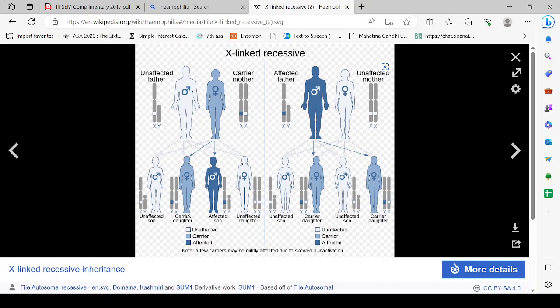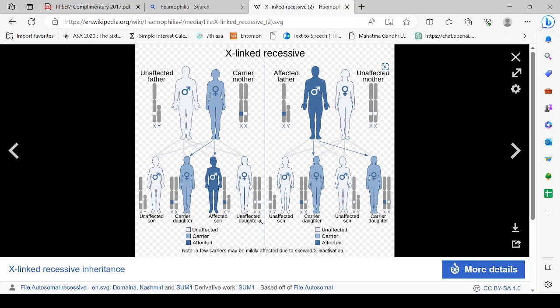If one possibility is a carrier daughter, then another possibility is that this X chromosome from the mother and this Y chromosome from the father match together. As a result, the son formed will have hemophilia. So that is why it is an affected son. Then another possibility is an unaffected daughter. That is, the normal X chromosome from the mother and the normal X chromosome from the father match together, resulting in a combination of two unaffected X's, so the daughter formed will not have any disease.